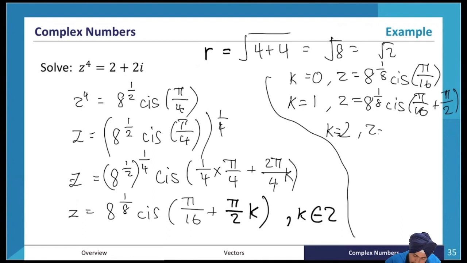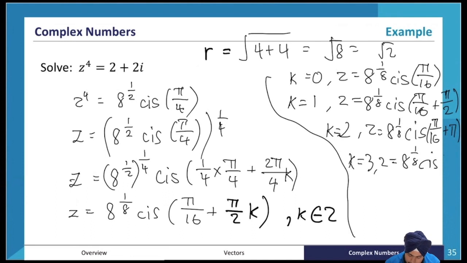Z is equal to 8 to the power 1 over 8 cis pi over 16 plus, and now k is 2, so it's going to be pi. And finally, k equals 3. Z is equal to 8 to the power of 1 over 8 cis pi over 16 plus, k is now 3, so plus 3 pi on 2.